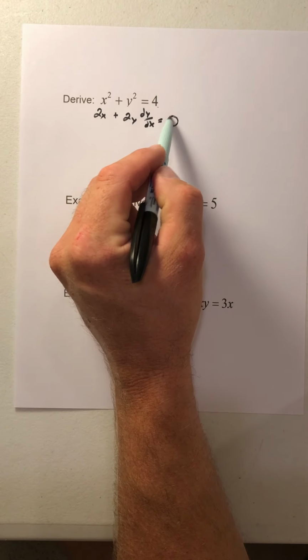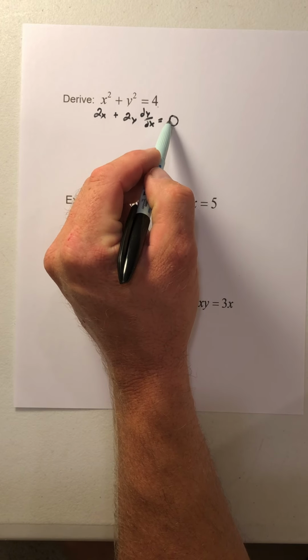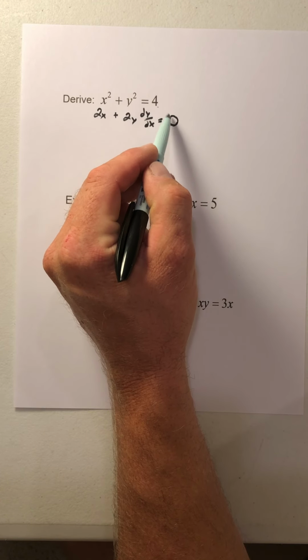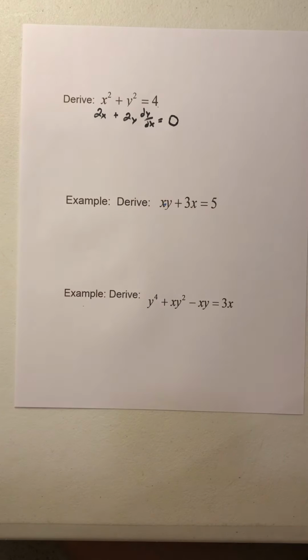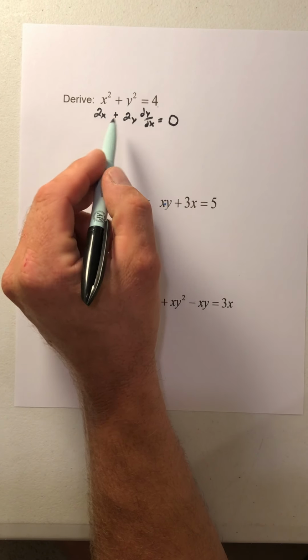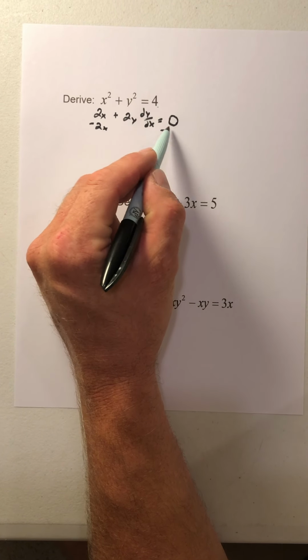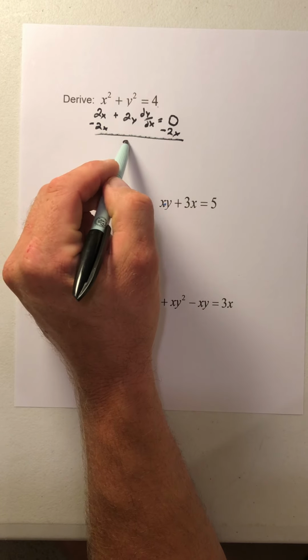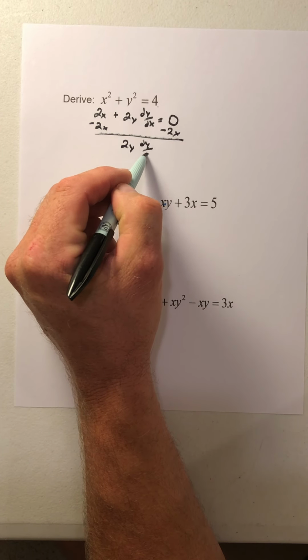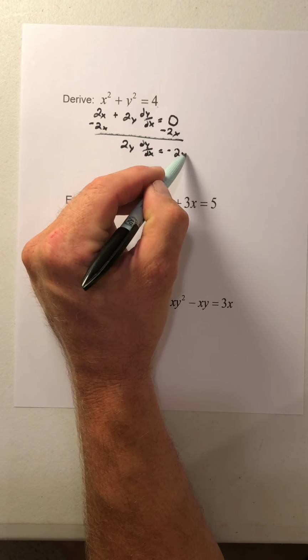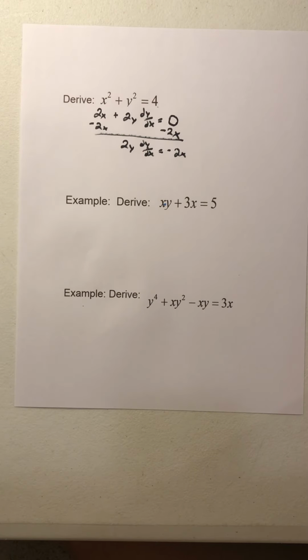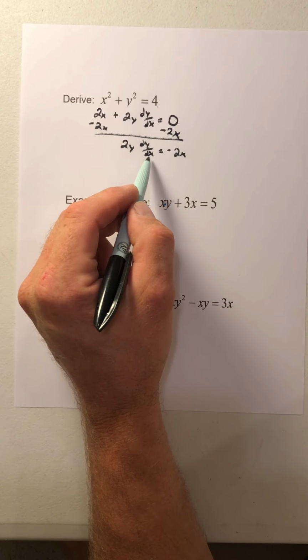Derivative of 4 is 0. It's a very common mistake not to put the derivative of 4 as 0. A lot of people like to put that 4 in there. Remember, the derivative of a constant is 0. Now we're going to go ahead and solve for dy dx. So I'm going to subtract my 2x over. And at this point, it becomes a literal equation that we're solving for that dy dx. All those literal equations that you enjoyed way back when in Algebra 1.